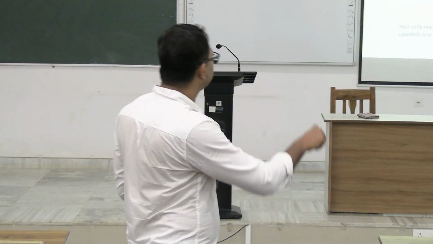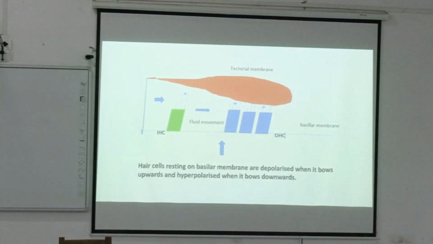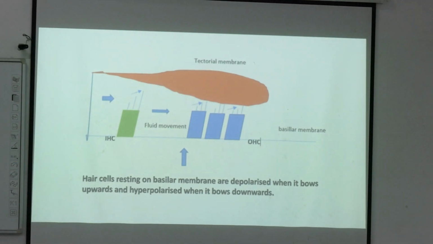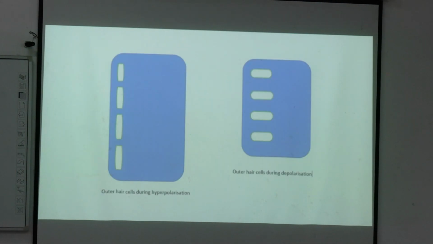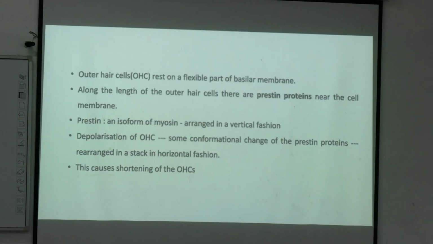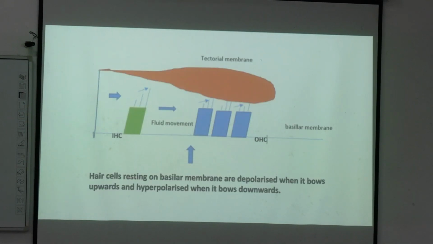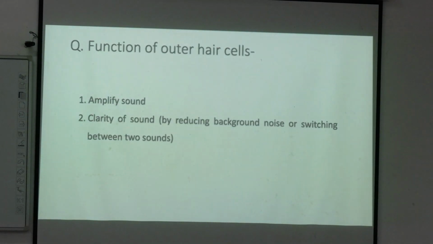Depolarization is happening in both outer hair cell and inner hair cell, but your auditory nerve is only connected to inner hair cell, not the outer hair cell. Then what is the function of outer hair cell? It comes as the next question, what is the function of outer hair cell?